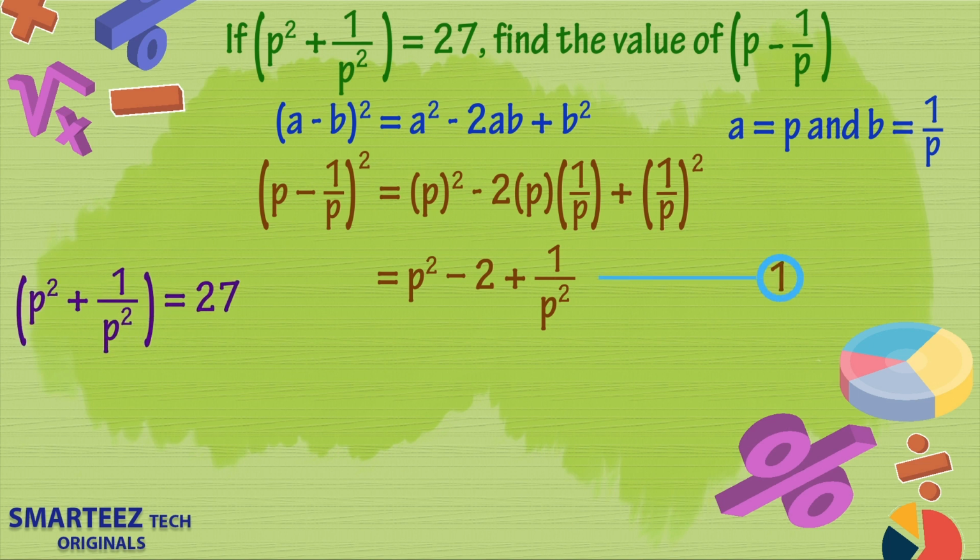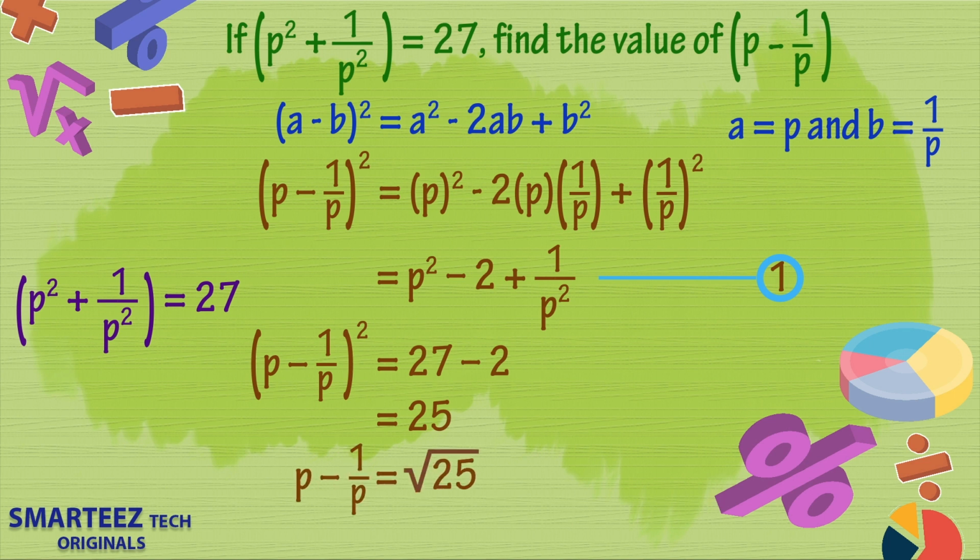But we know p squared plus 1 over p squared equals 27, which is given. Substituting this value in equation 1, we get (p minus 1/p) the whole squared equals 27 minus 2, which equals 25. So p minus 1 over p equals the square root of 25, which equals 5.